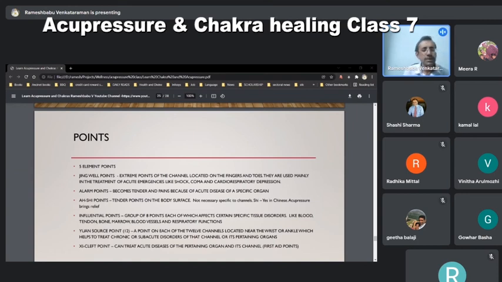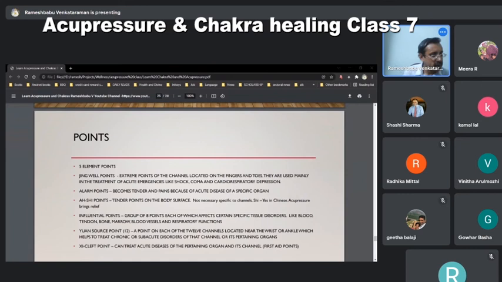Okay, so Lu7 is the confluent point, the connecting point. You can note this down. I think I didn't explain what a connecting point is. I'll explain in the next class. See, connecting points, you can imagine like these points are connecting two different channels together. Then Lu8 is the metal point. It corresponds to the metal.